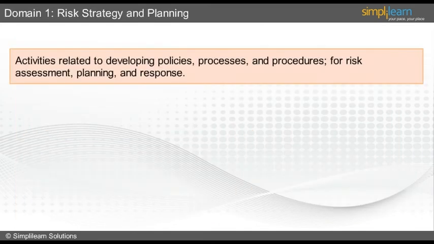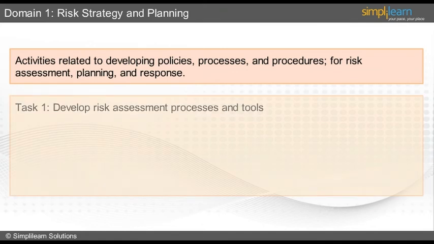The first domain has activities related to developing policies, processes, and procedures for risk assessment, planning, and response. There are 5 tasks in this domain. They are: first task is to develop risk assessment processes and tools, which quantify stakeholder risk tolerances in order to assess and determine risk thresholds for the project and set criteria for risk levels. Risk tolerance and threshold will be dealt with in the following lessons. We can also refer to PMBOK for the definition.